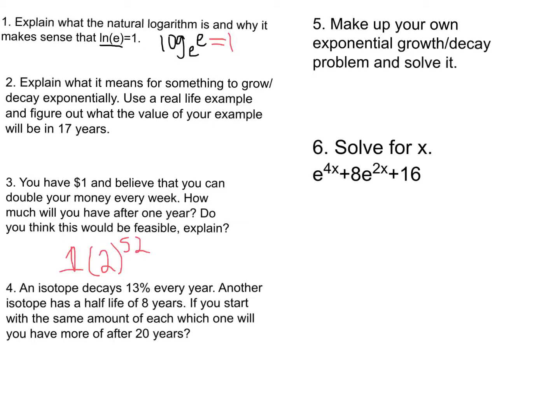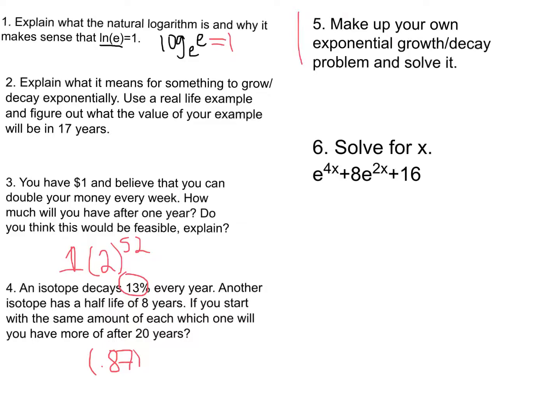An isotope decays 13% every year. Another isotope has a half-life of 8 years. If you start with the same amount, which one will you have more of after 20 years? So that's just comparing the two situations when your time period, your exponent, is 20 years. One note that if you're decaying at 13% every year, that means that every year you're multiplying by 87%, right? By 0.87, because you're retaining 87%.